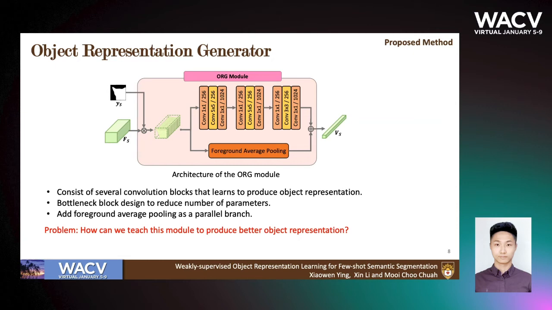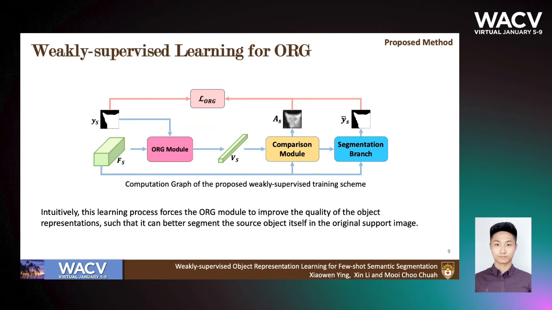As human beings, we don't know what kind of object representation is better for this machine learning model, so we cannot directly provide supervision to the outputs of the ORG module. To solve this problem, we design a training scheme that can indirectly optimize the ORG module. The basic idea is that we can generate the object representation from the support example first, and then use it to find the source object in the support image itself using the same comparison module and the segmentation branch.